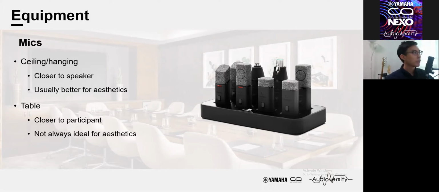But if you use ceiling or hanging mics, definitely go for directional mics. Omnidirectional mics might pick up things that you don't want to, like speakers that are very close by. So we don't want that. So directional mics are always recommended.